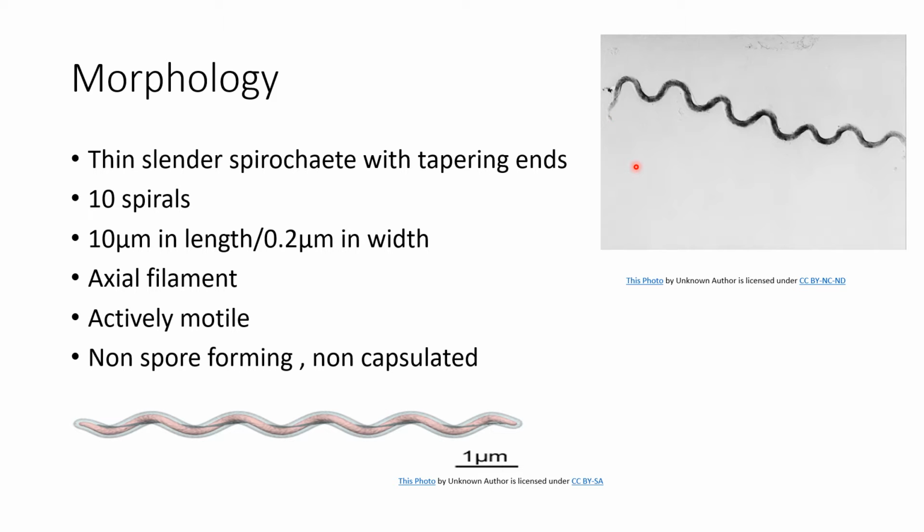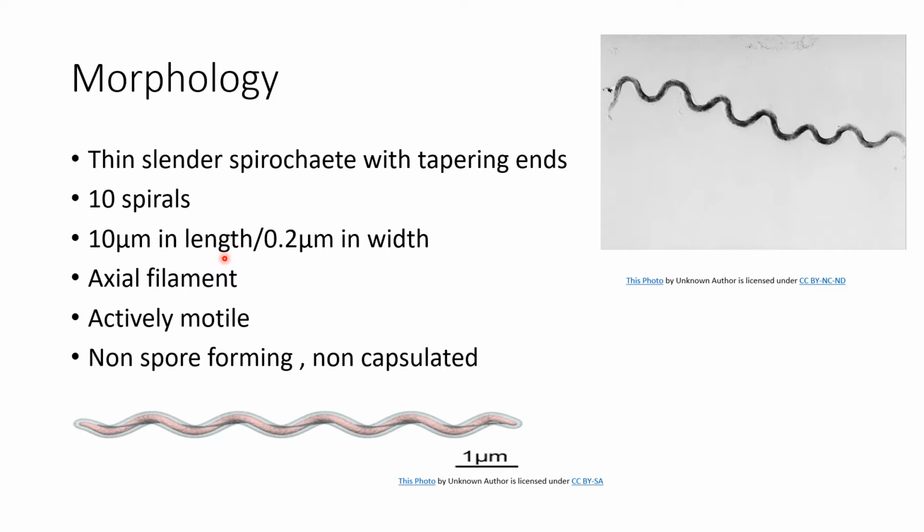So this is a thin, slender spirochete with tapering ends, and as I said, the body is not straight, it is made up of spirals, and usually around 10 spirals will be there in one organism, in one cell. And if you see the size, each spiral is about 1 micrometer in length. So if there are 10 spirals, the total length will be around 10 micrometer. So that is what is written here.